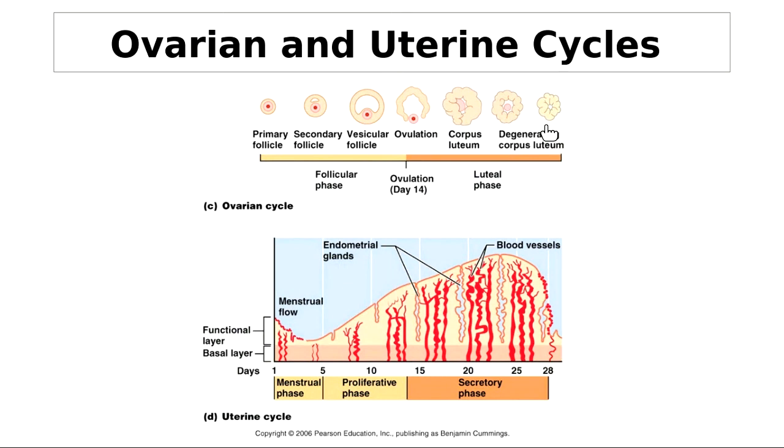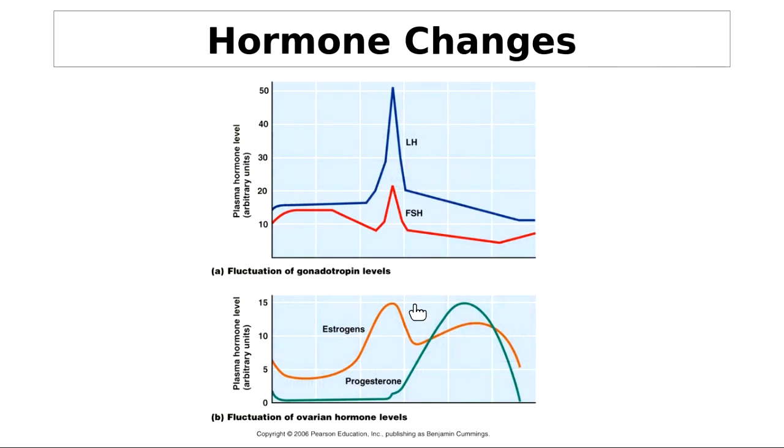So once it degenerates into the corpus albicans, the levels are going to fall. See, they're falling here. Low estrogen and progesterone levels initiate another menstrual cycle. Gonadotropin releasing factor levels increase and a new ovarian cycle starts.